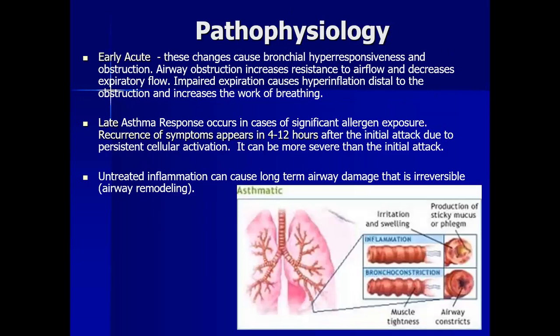Pathophysiology, early acute phase. These changes cause bronchial hyperresponsiveness and obstruction. Airway obstruction increases resistance of airflow and decreases expiratory flow. Late asthma response occurs in cases of a significant allergen exposure. Recurrence of symptoms appears 4 to 20 hours after the initial attack due to persistent cellular activation. It can be more severe than the initial attack. Untreated inflammation can cause long-term airway damage that's irreversible.